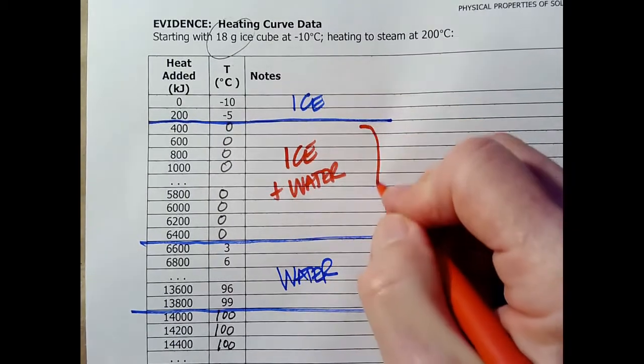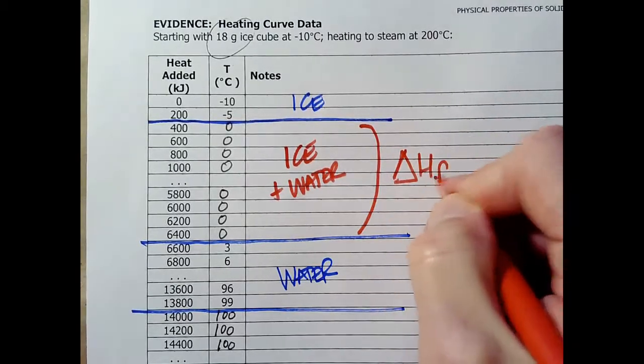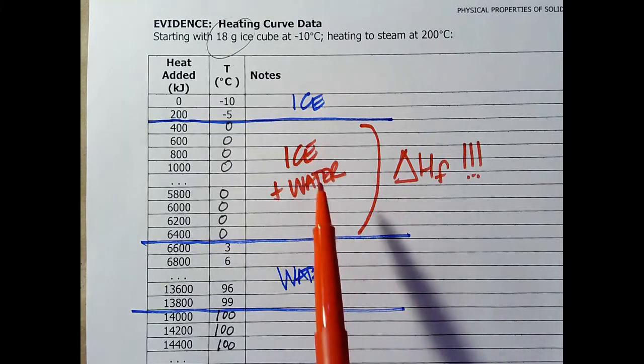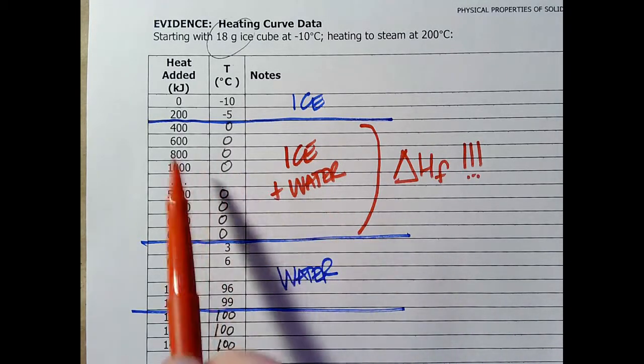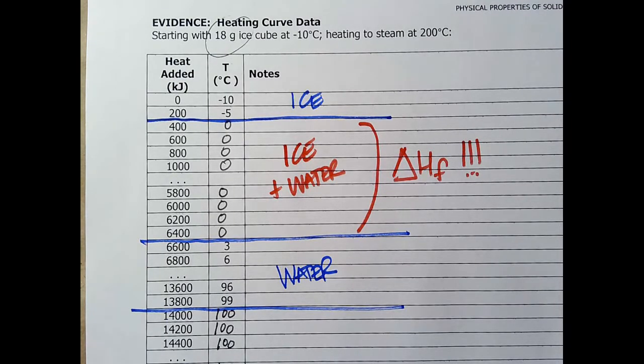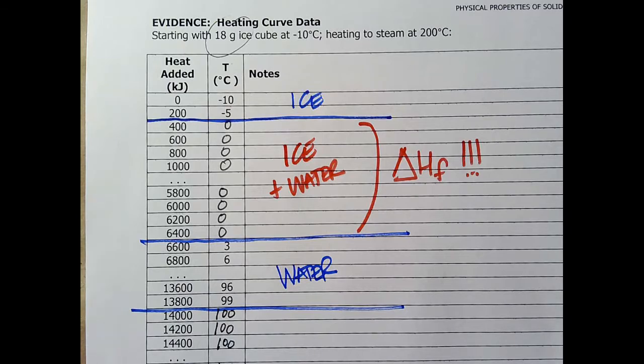Oh, this energy right here, there's my delta H fusion. Let's put 3 exclamation points. I was adding energy in. It was not raising the temperature. It was breaking up the bonds, those IMFs. When all the ice was melted and I just had water, I get a change in temperature.